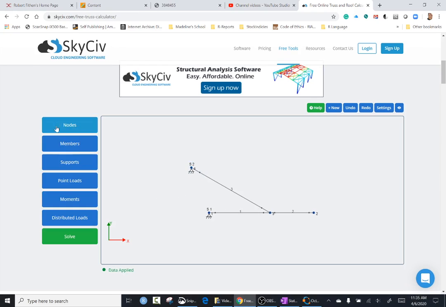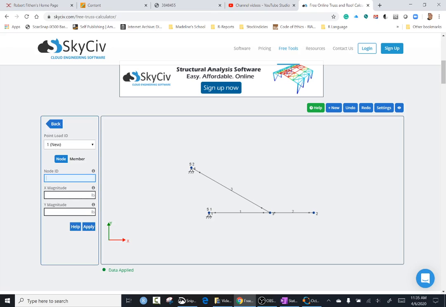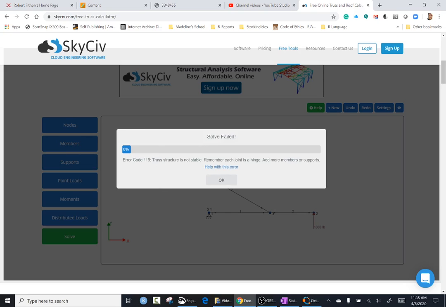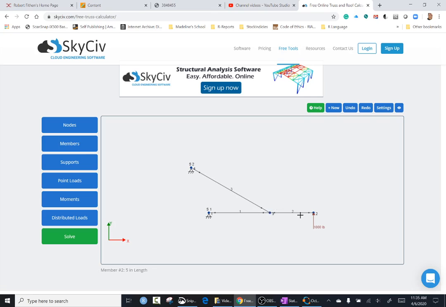Now, if I go ahead now and put a load, I put a point load on 2, and it looks like that. Okay, that looks like my member. Problem is, if I go and run it, it's going to come back with an error. Truss is not stable. Remember, each joint is a hinge. So what this means is this point right here is a hinge, so this would just rotate about it.